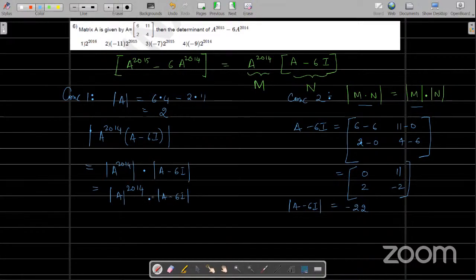So now I have the determinant for both of them, right? So I have 2 to the power of 2014. This is minus 22, to be multiplied to this. So now if you look at this, there is a 2 factor here, which can go with that. So it should be 2 to the power of 2015 into minus 11. So whichever is the option, that should be the answer. Correct? So there is an option here, minus 11, 2 to the power of 2015, which is our option 2.